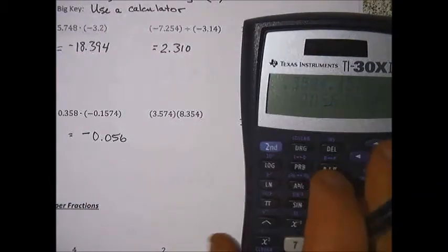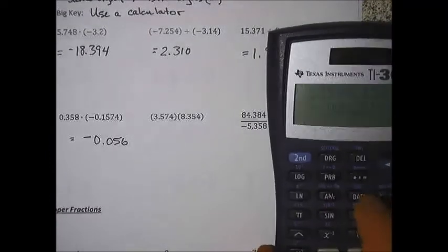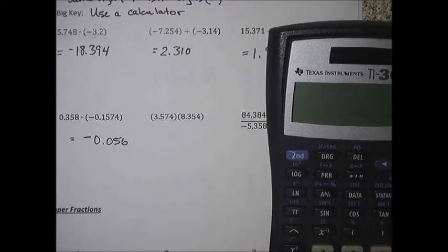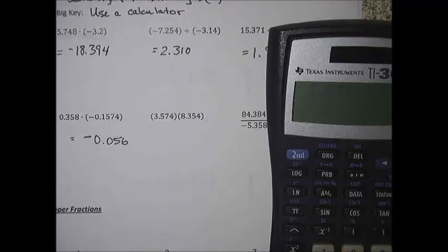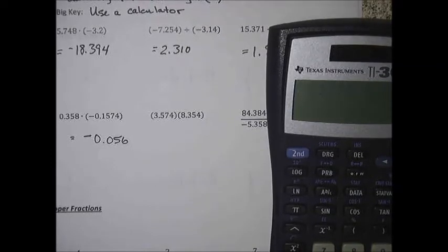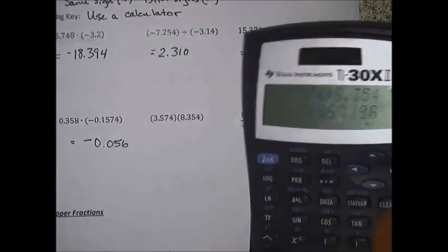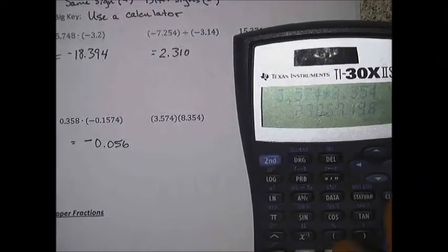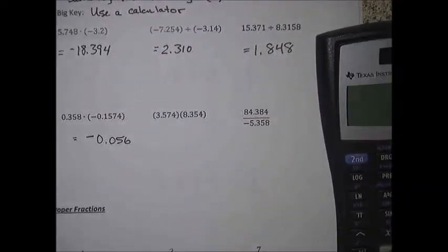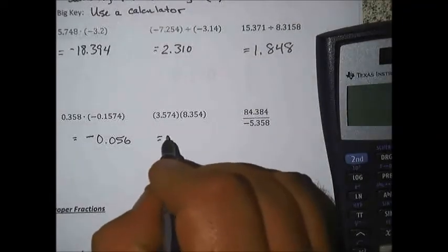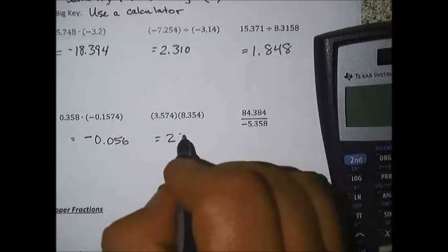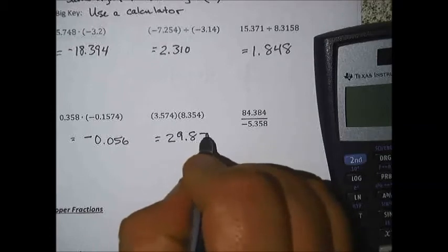So negative 0.056. I'm just punching these numbers into the calculator. Again, make it do all the heavy lifting. And this one I get 29.8571. So the 1 tells me to round down. 29.857.